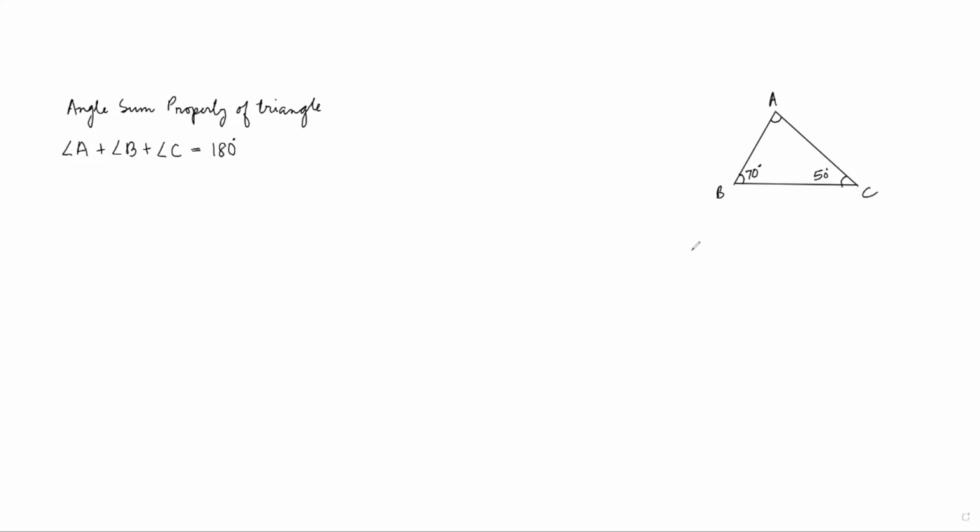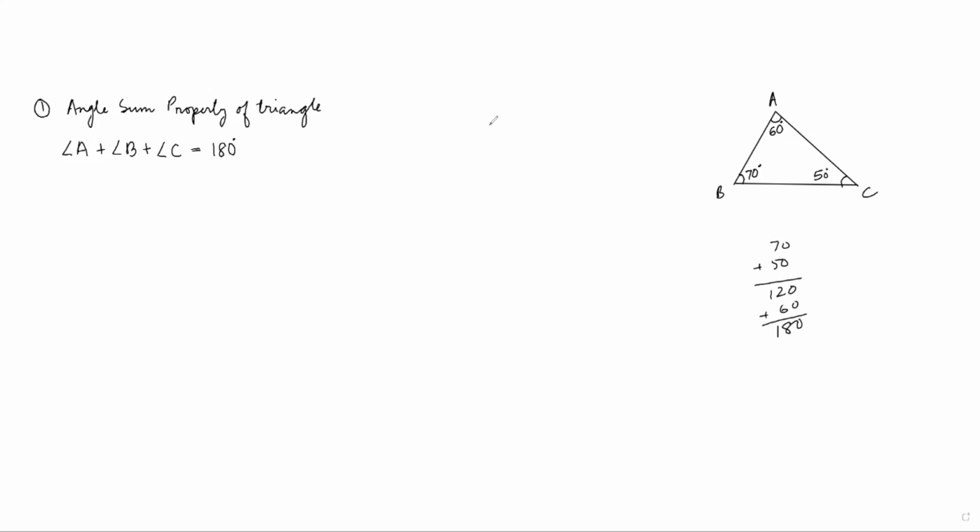70 plus 50 will be 120, and so this has to be 60. 70 plus 50 will give you 120, and 120 plus another 60 will give you 180. It cannot be more than 180. It cannot be less than 180. It has to be exactly 180 degrees. This is called the angle sum property of a triangle.